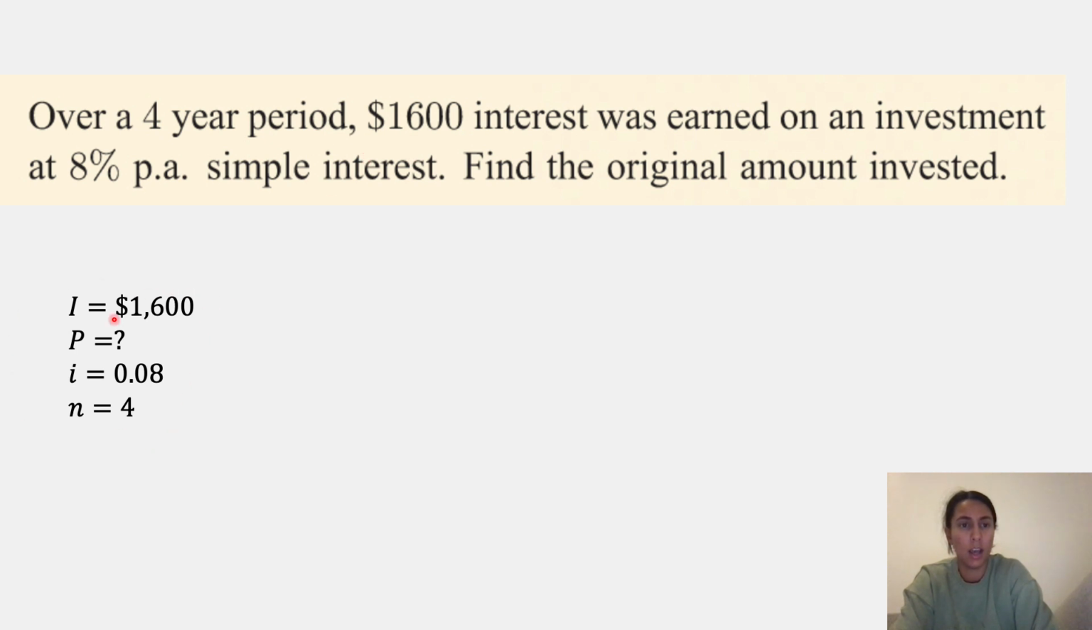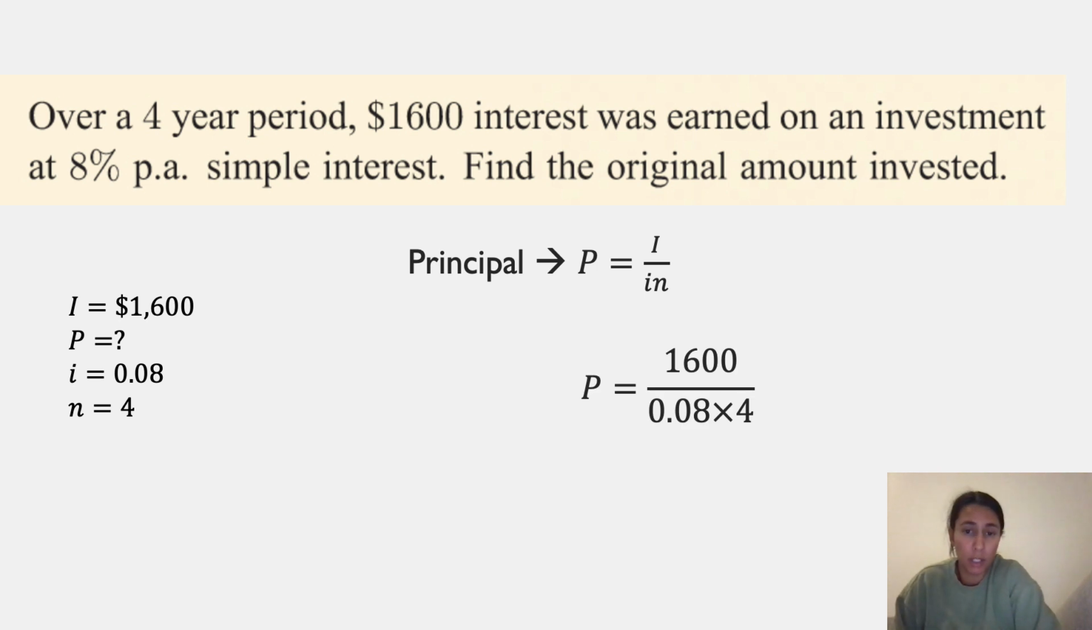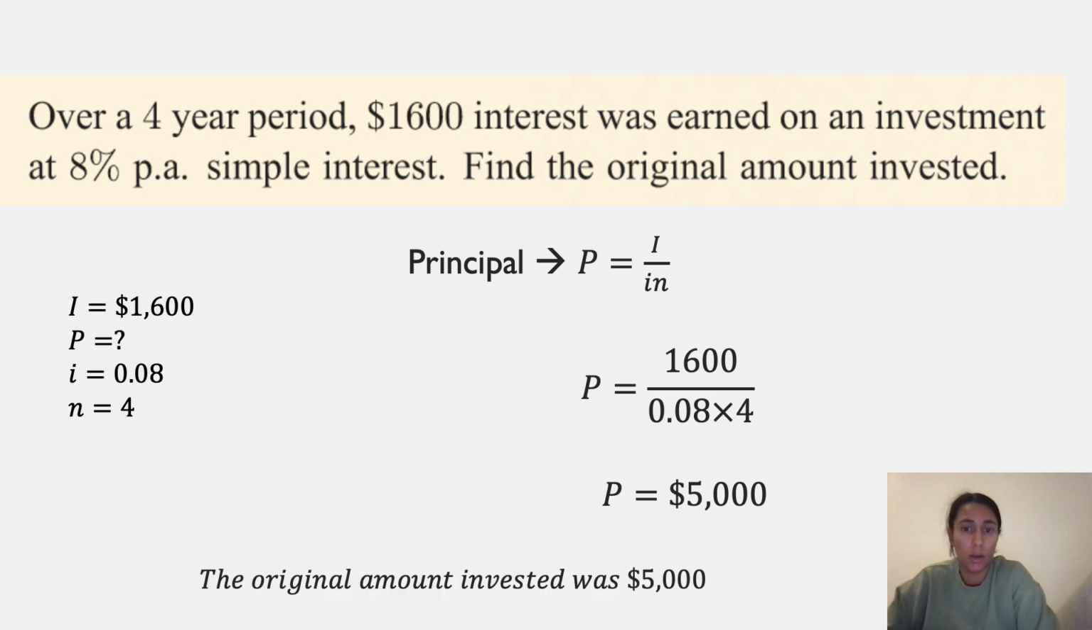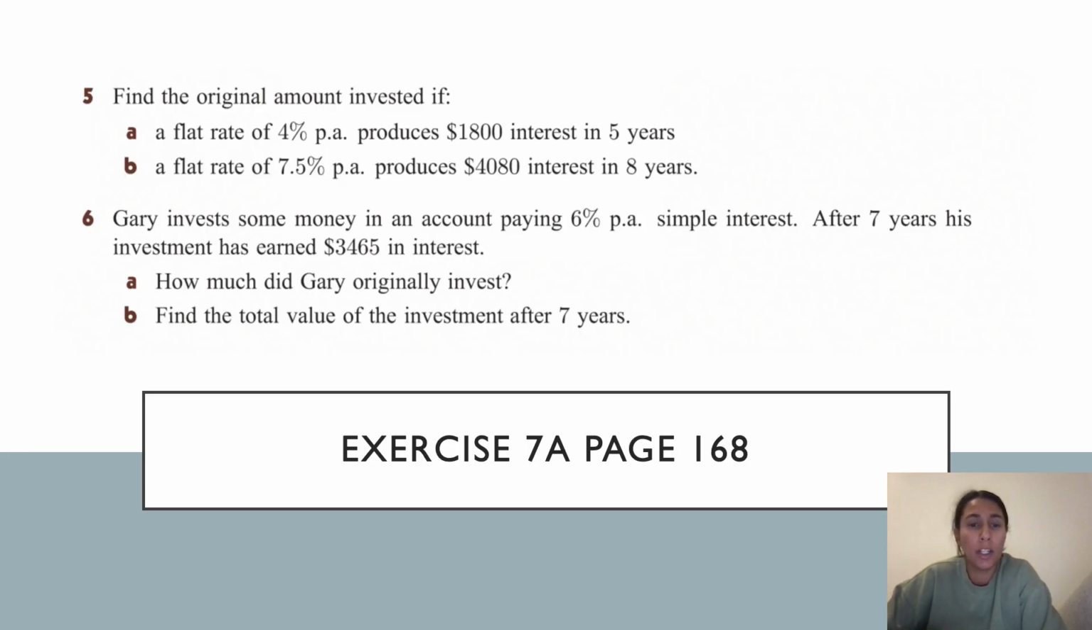So I've filled this in. I know that I need to use the equation where I have P by itself. So I'm using this one here. Again, I'm just going to substitute in my values and I get $5,000. So the original amount invested was $5,000. Easy as that. So you now have question 5 and 6 to do. Good luck. And then come back afterwards.